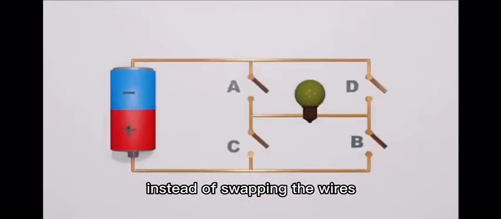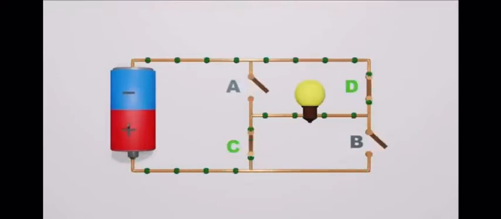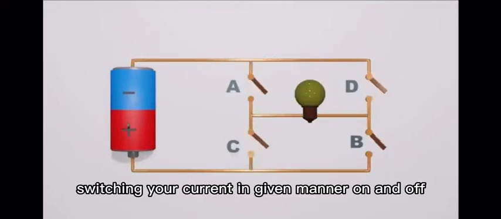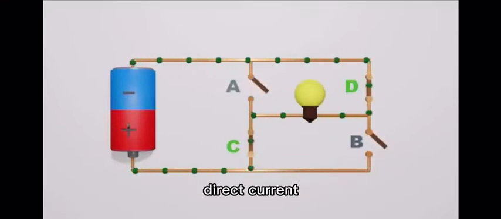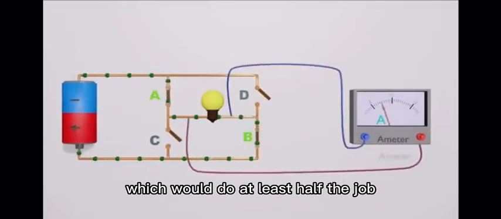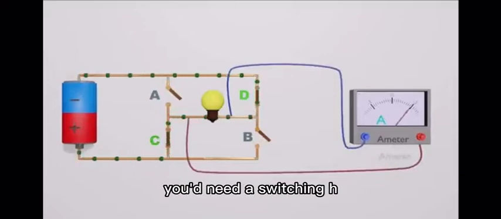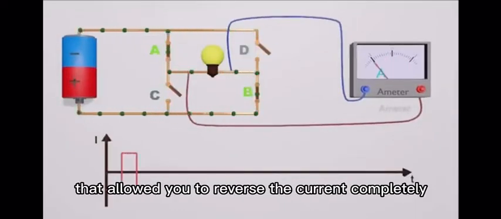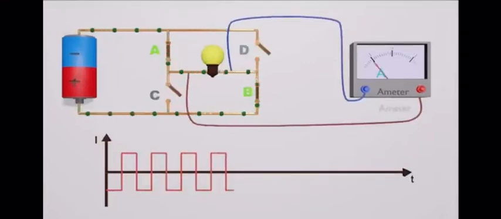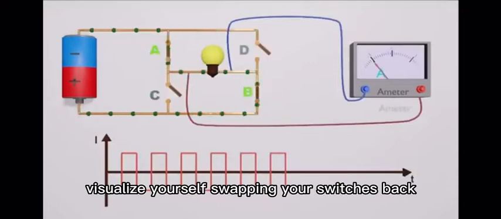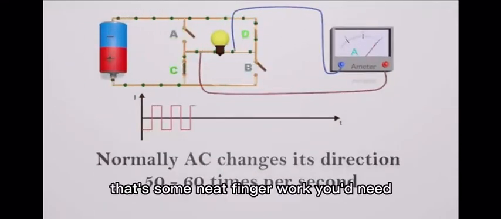Instead of swapping the wires, we can do this by using 4 switches. Switching your current in given manner on and off, very rapidly, would give pulses of direct current. We call this an H-bridge arrangement, which would do at least half the job. To make proper AC, you'd need a switching H-bridge arrangement that allowed you to reverse the current completely and do it about 50 to 60 times every second. Visualize yourself swapping your switches back and forth over 3,000 times a minute. That's some neat fingerwork you'd need.